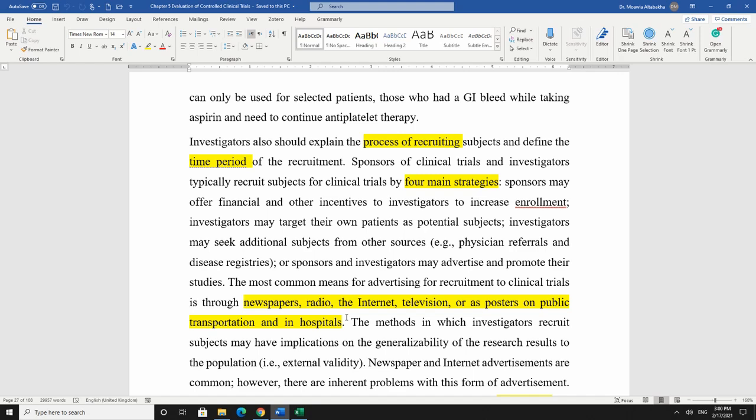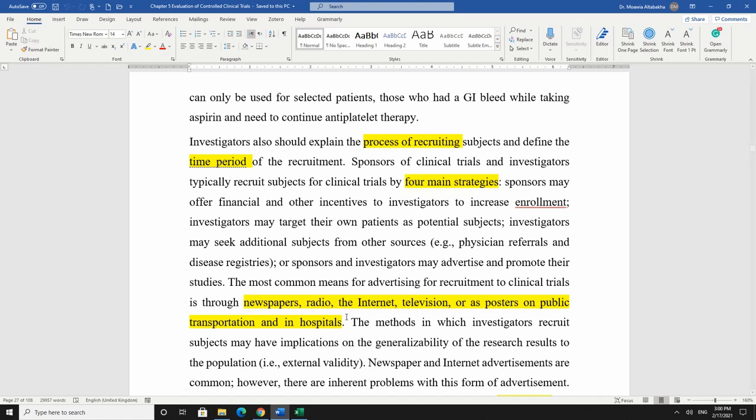So those sponsors and investigators, what they will do to increase enrollment is target their own patients. For example, a cardiologist will start asking his patients who have hypertension that there is a clinical trial of a new drug, and it's promising, so why don't you get enrolled? Or they will ask other physicians to refer their patients to the clinical trial, okay?